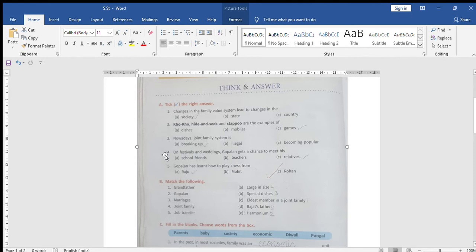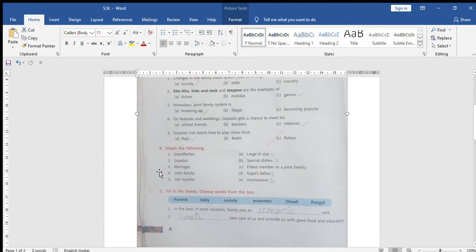On festivals and weddings, Gopalan gets a chance to meet his relatives. Fifth, Gopalan has learned how to play chess from Raju.